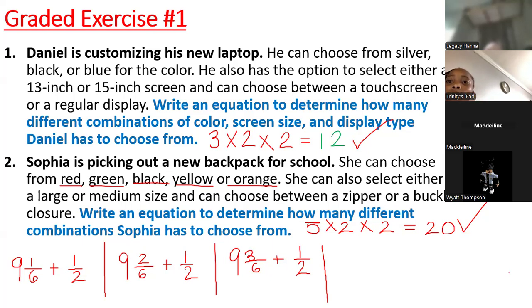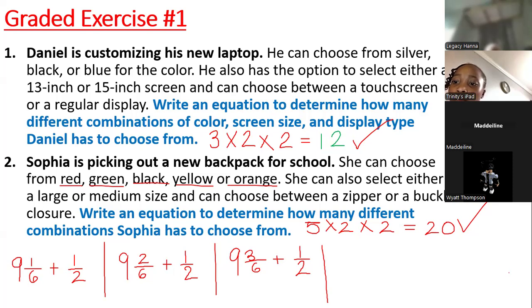Now we have to find the LCM, the lowest common multiple. 55 over 6 stays the same because it's times 1. What else? 1 times 3 is 3, and 2 times 3 is 6. Good. 55 plus 3 is 58. 58 over 6. 58 over 6. Okay.